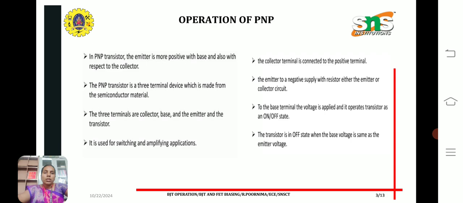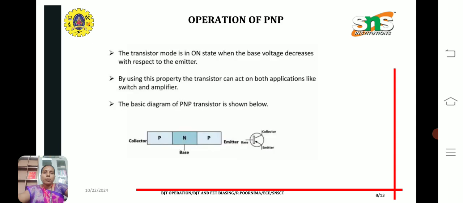The transistor is in the off state when the base voltage is the same as the emitter voltage. So it is used for switching and amplifying operations. And next, in the operation of PNP, the transistor is in the on state when the base voltage decreases with respect to the emitter. By using this property, the transistor can act in both applications, as a switch and as an amplifier. The diagram of the PNP transistor is shown here, where the collector is P type, the base is N type and the emitter is P type.